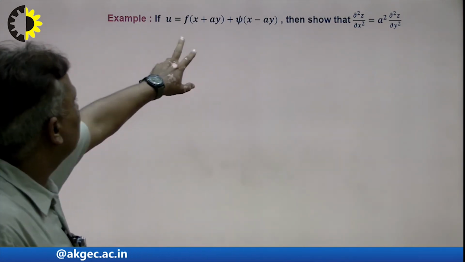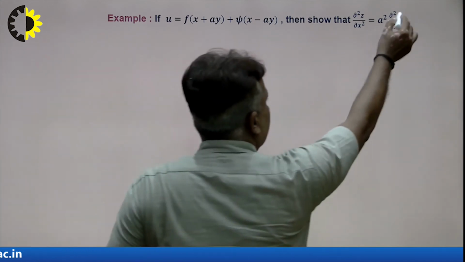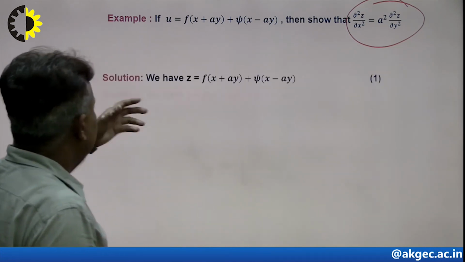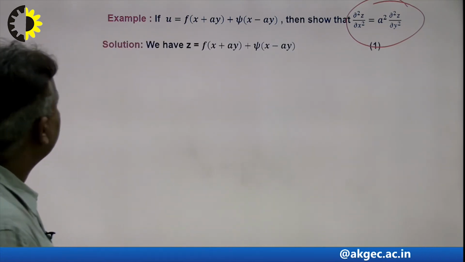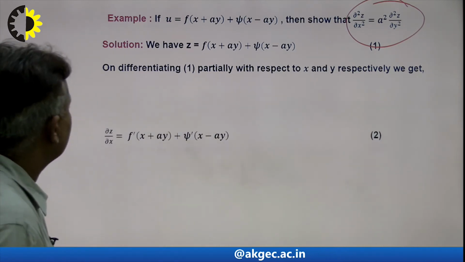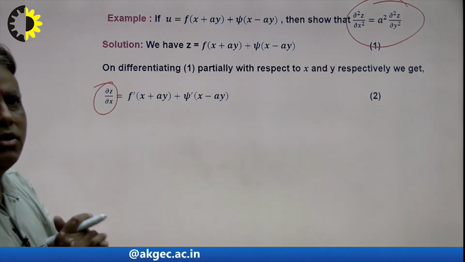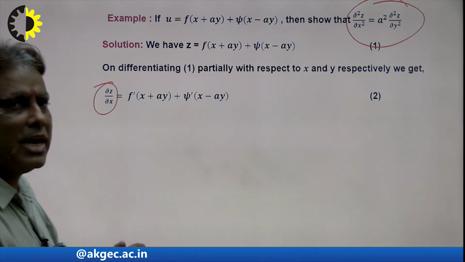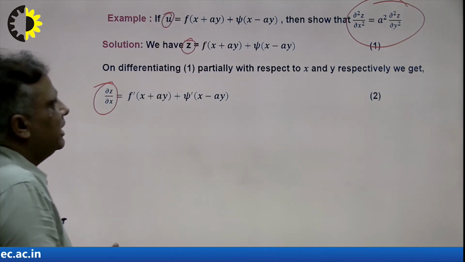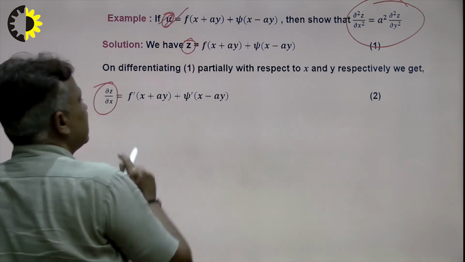Suppose u is equal to f(x plus ay) plus psi(x minus ay), and this is the proof of our calculation. First of all, I explain one by one. Suppose this is the given condition. I want to differentiate it with respect to x and y respectively. Suppose I want to calculate del z over del x, that means differentiate z with respect to x here. I write u here, but I consider this as z. There is no problem, so we can say this is z.